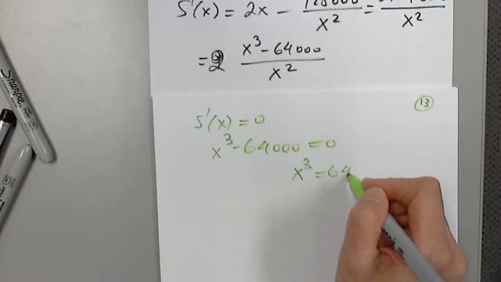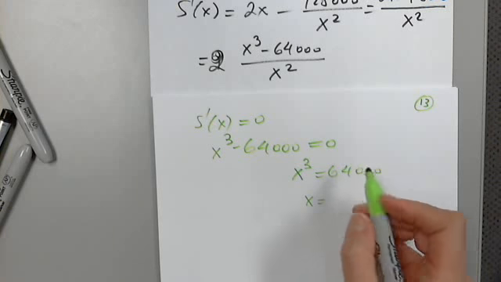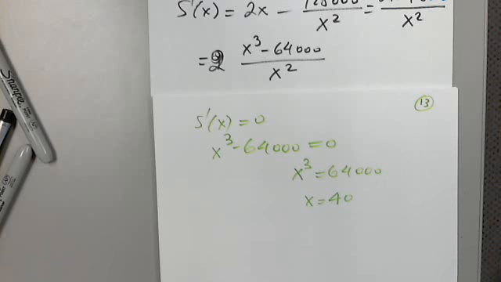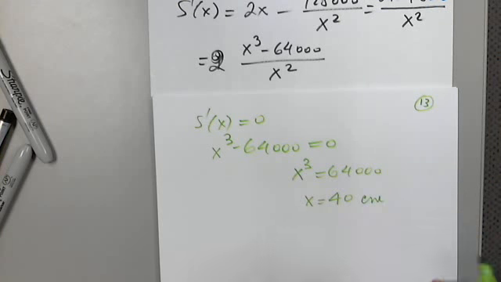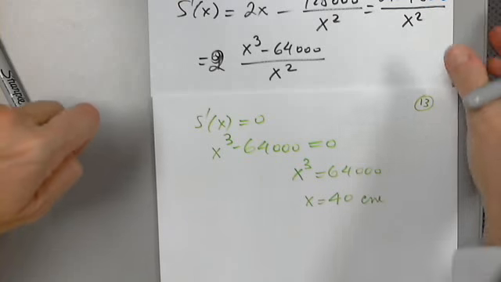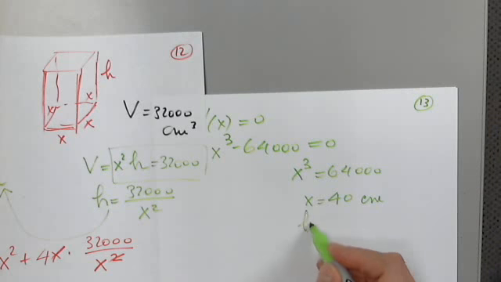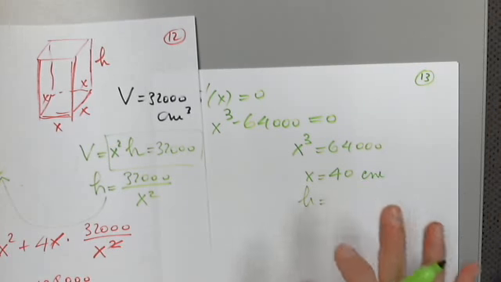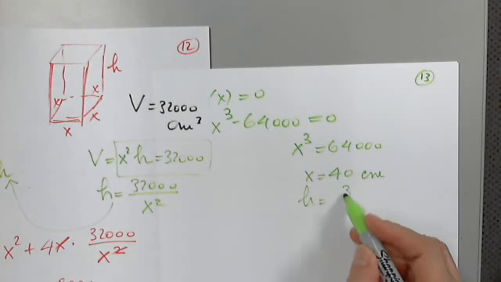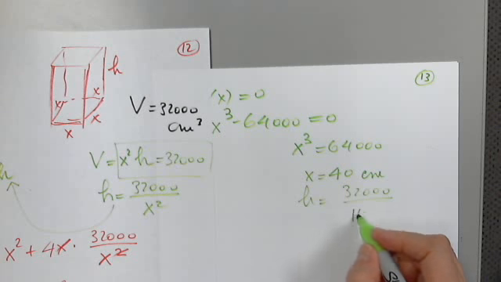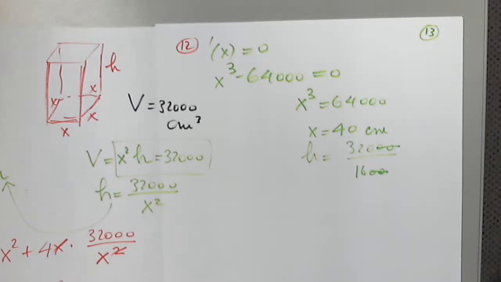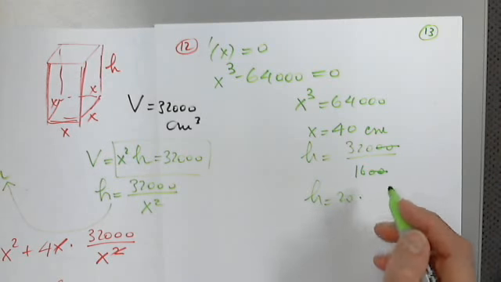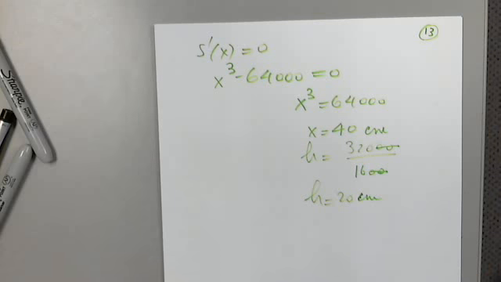So x cubed equals 64,000, so x equals 40, and this is in centimeters. So if the base is 40, I have to determine the height. There is no guarantee that this gives us the minimum yet. We haven't checked. So we have 32,000 divided by 1,600. So is it 20? The height?